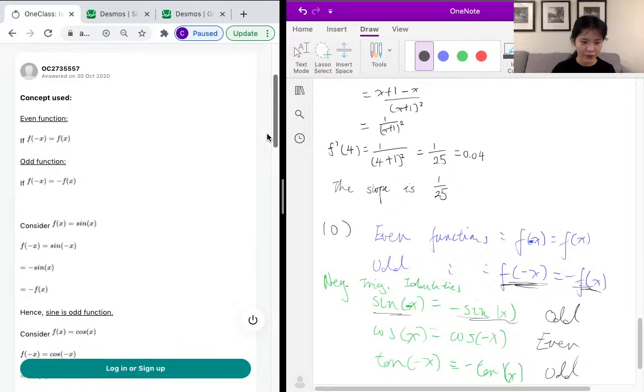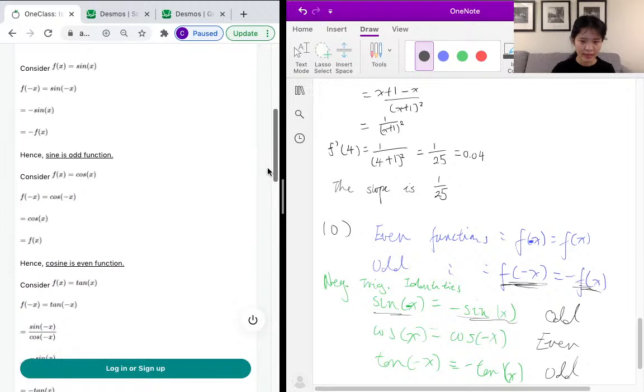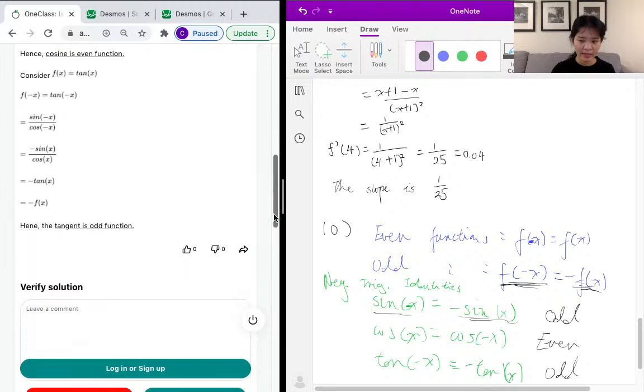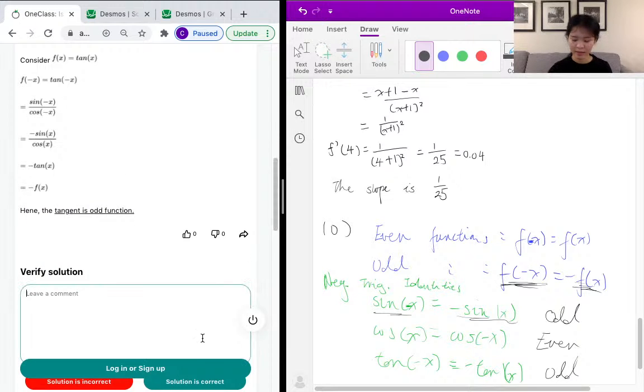do it for you. So let's see. Yes, sine is odd, cosine is even, and tangent is odd. So the solution is correct. Good job. Nice.